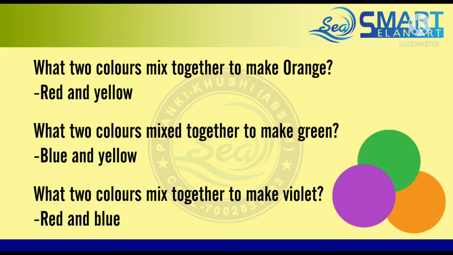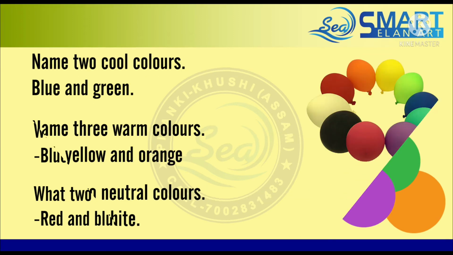What two colors mix together to make orange? The answer is red and yellow. What two colors mix together to make green? The answer is blue and yellow. What two colors mix together to make violet? The answer is red and blue.